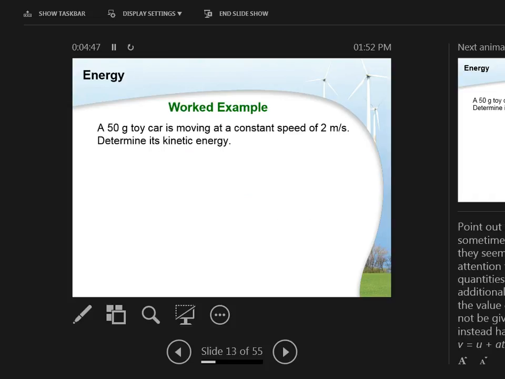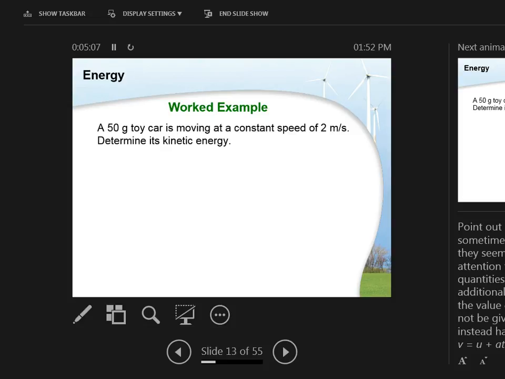Okay? So an example. You've seen this before already. You can jot it down in your textbook if you want to. But otherwise, I think it's really easy. A 50-gram toy car. This is the mass. Moving at constant speed, 2 meters per second. Determine the kinetic energy. What should we write first? Did you just write half mv squared?